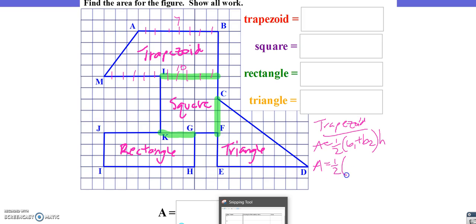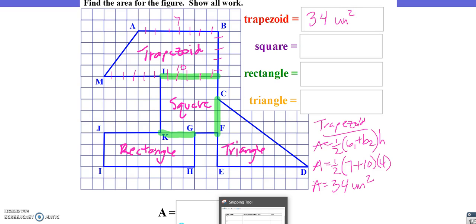I can plug that in. A is equal to 1/2. My two bases are 7 plus 10. Now height. Remember, we want vertical height. So we're going to do 1, 2, 3, 4. We have a height of 4. So the area of our trapezoid is going to be 34 units squared. So we can go ahead and put the 34 in this box.